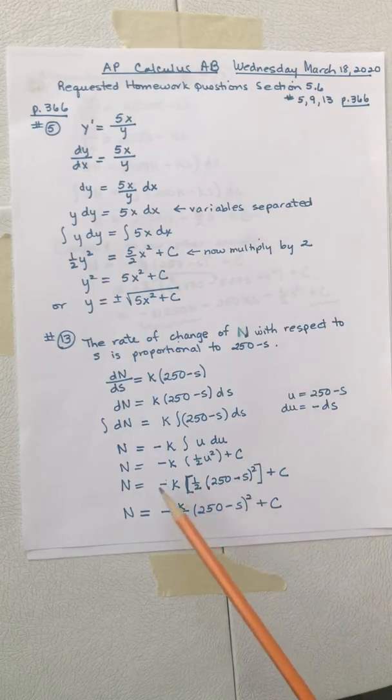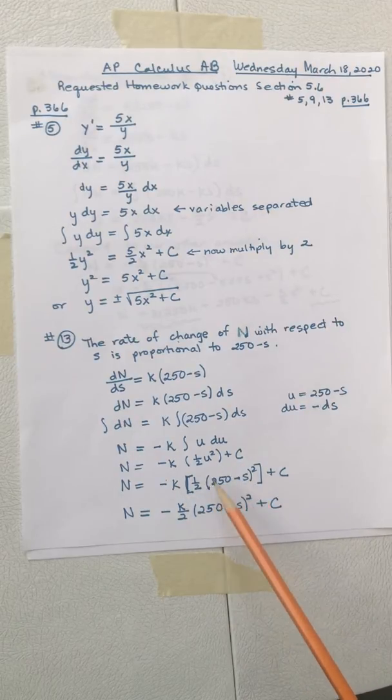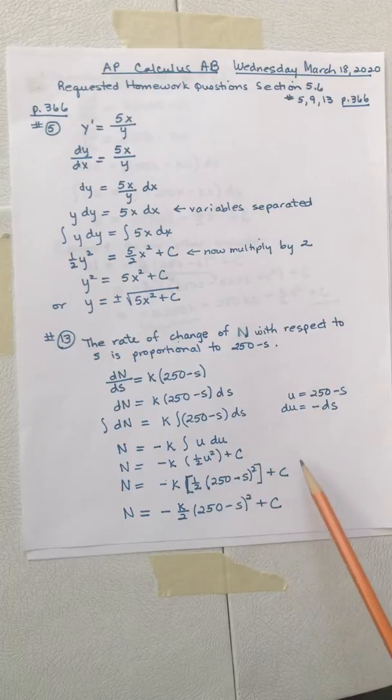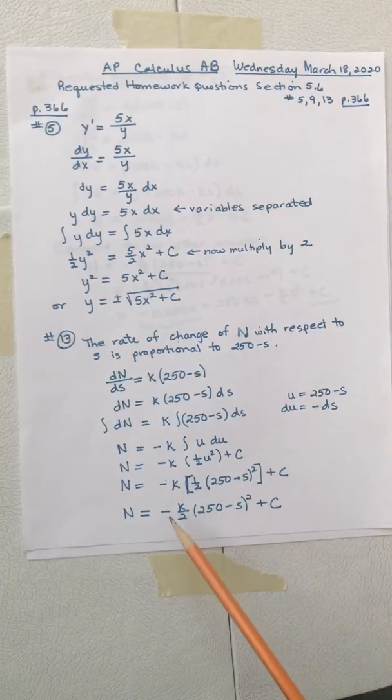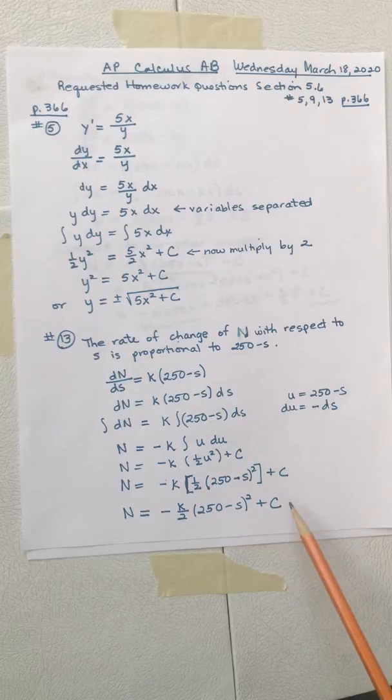So what we're looking at is negative k times the quantity 1/2, which is being multiplied by the quantity 250 minus s squared, plus c. And if I simplify it a little bit more, I get n equals negative k over 2 times the quantity 250 minus s quantity squared plus c.